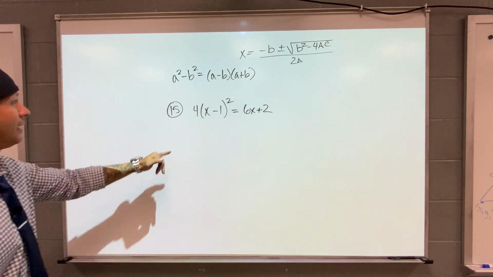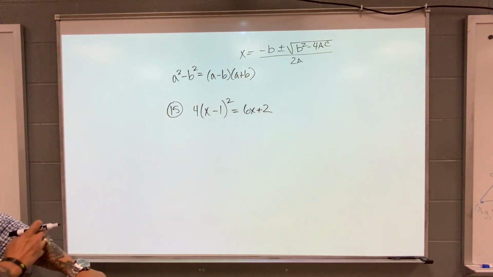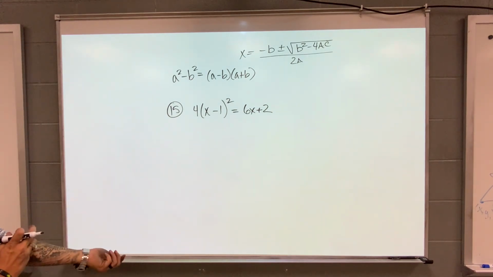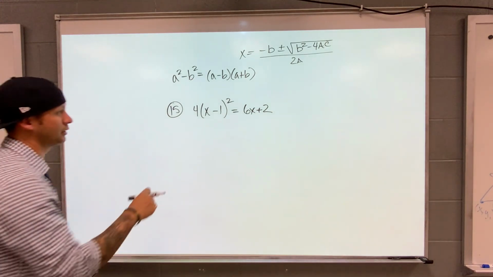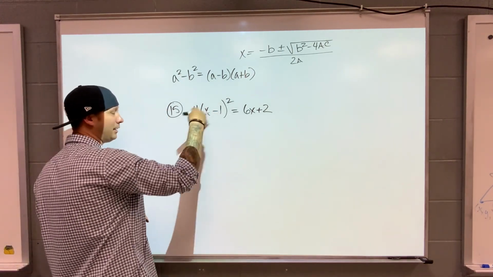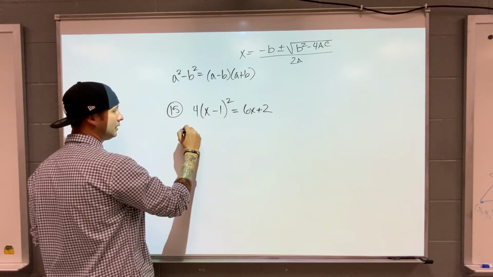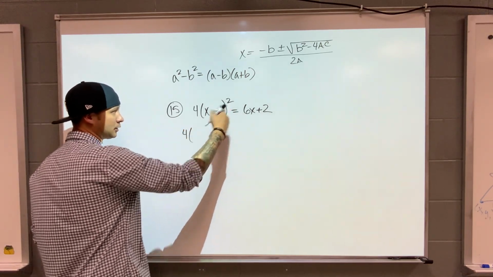I could factor out a 2 from everything, but that doesn't do me any good. So instead of just thinking, let's just push through with the quadratic formula. However, I'm going to need to do some expansion. So this is going to be some expanding. So 4 times squaring a binomial.